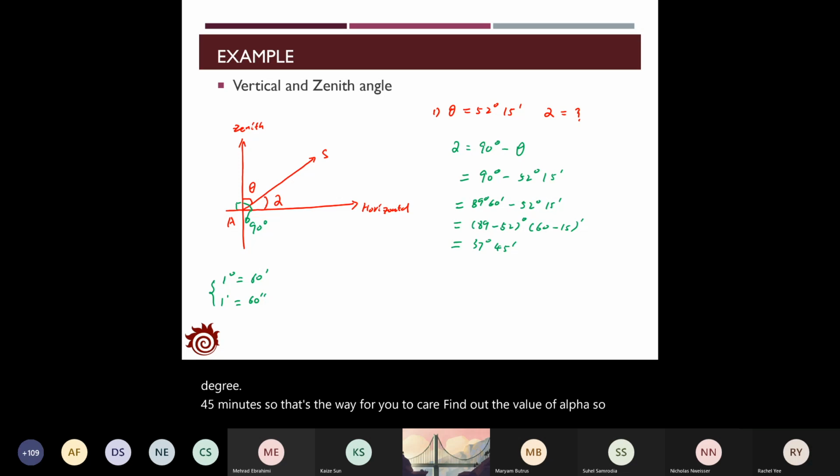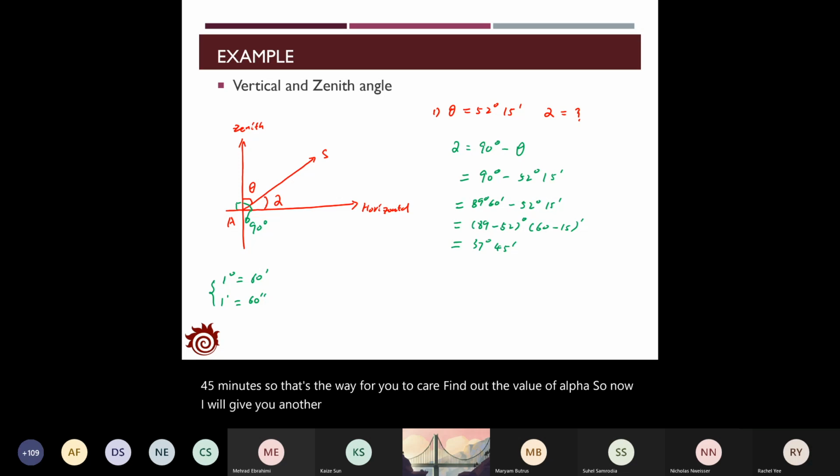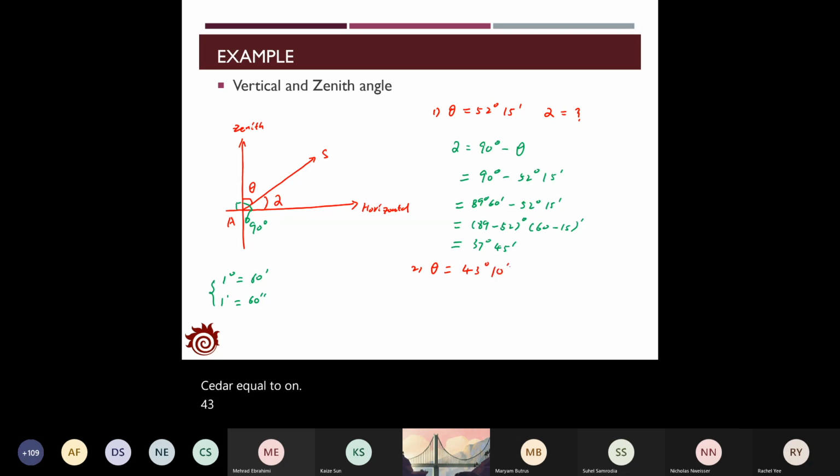So now I'll give you another question. Say that theta is equal to 43 degrees 10 minutes and 30 seconds. How can you find out the value of alpha? Can anyone provide the solution for this?